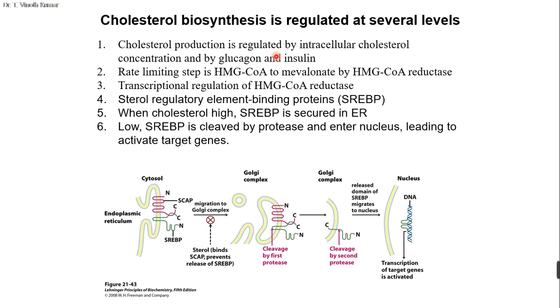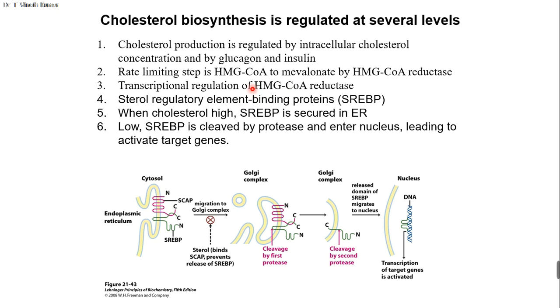Next, coming to cholesterol biosynthesis, it is regulated at several levels. The very famous one is HMG-CoA reductase. This reductase enzyme is inhibited. We already discussed that, and it is the rate limiting step in the metabolism, which is enzyme controllable.